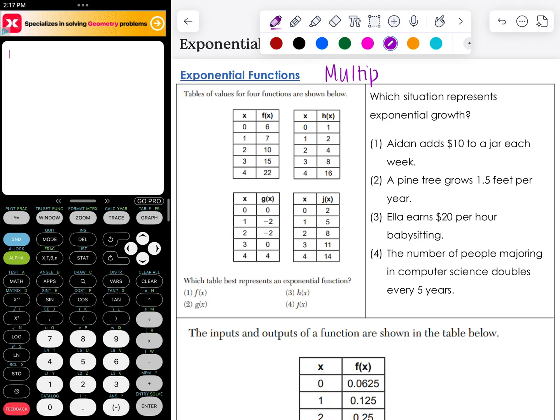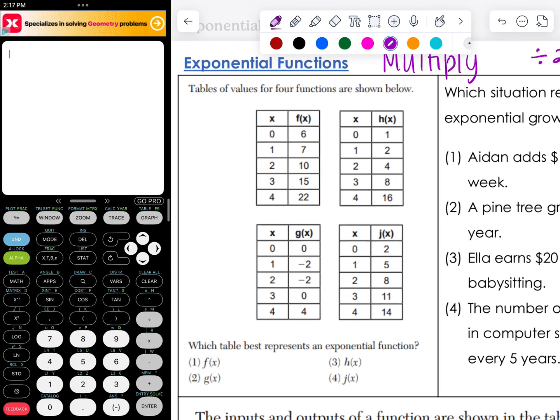multiply or divide. But remember that dividing can be written as multiplying by a fraction. For example, if you're dividing a number by 2, that's the same thing as multiplying it by 1/2. Just something to keep in mind as we're working through these exponential functions. So let's take a look at the first question.